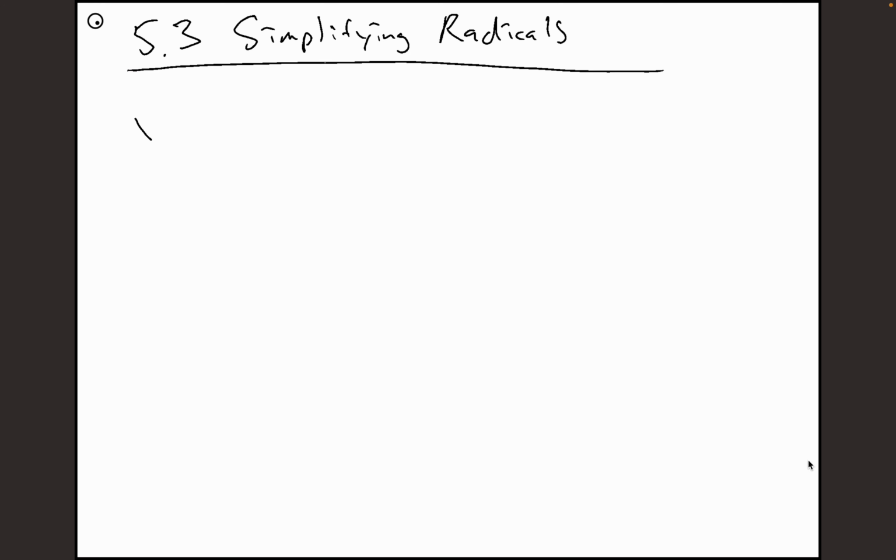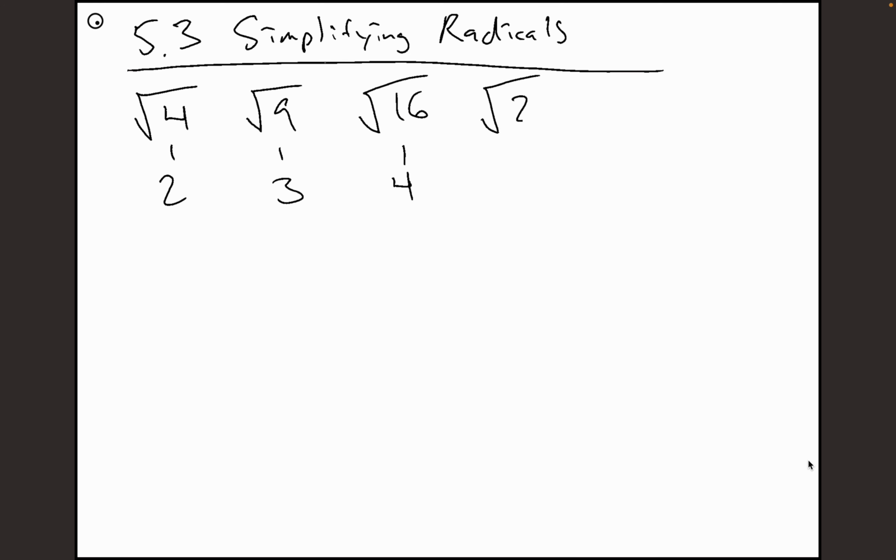So if I have square root 4, what does that come out as? 2. What's the square root of 9? Square root of 16? 4. Square root of 25? 5. And you can keep going. These are the ones I would really pay attention to and remember, because these are the ones you can really use to help you simplify.